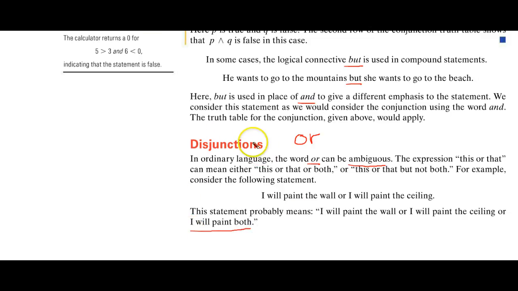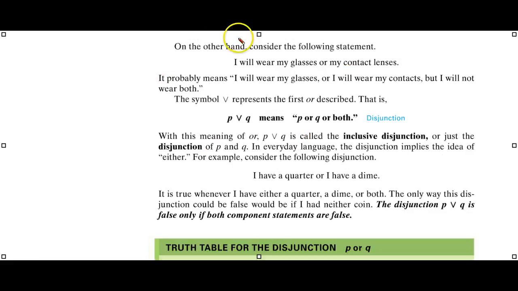So here they're giving you the definition through examples of what disjunction means. That one may be true, or the other may be true, or both may be true in order for this to be true. And that's what we'll build toward. Continuing, it's I will wear my glasses or my contact lenses. Here, it will probably mean you're only going to wear one. To wear both of them, that would really ruin your eyesight.